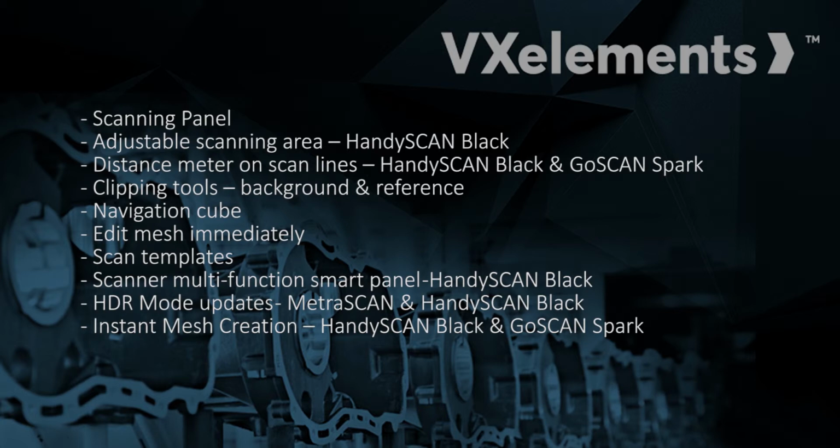Also the HDR mode updates, that's what allows you to scan dark and light at the same time. Those updates are available to the Metriscan and the HandyScan Black. And then finally, that instant mesh creation, taking advantage of a high-end video graphics card, is available on the HandyScan Black and the GoScan Spark. So there's some other minor changes or updates, but those are the major ones. So a very nice improvement to, you know, an already good piece of software. So this wraps up the What's New in VXelements 7.0.